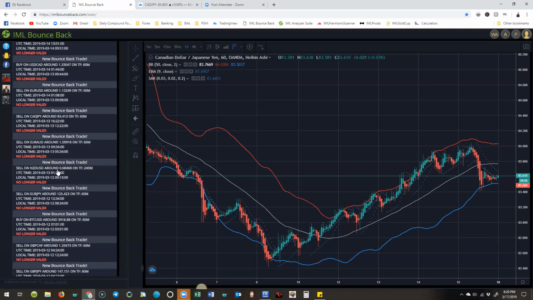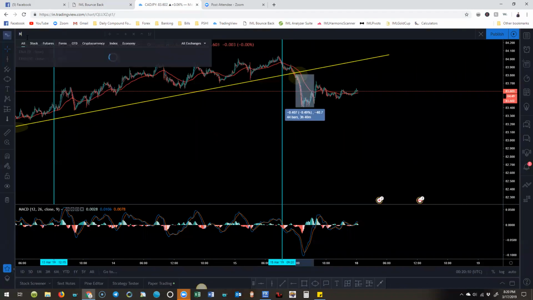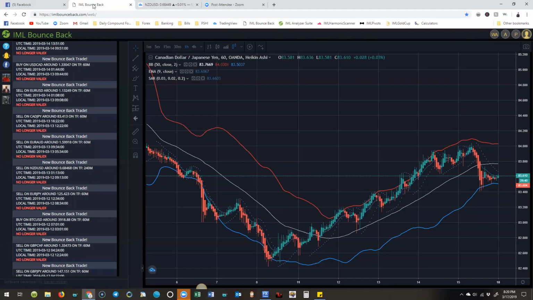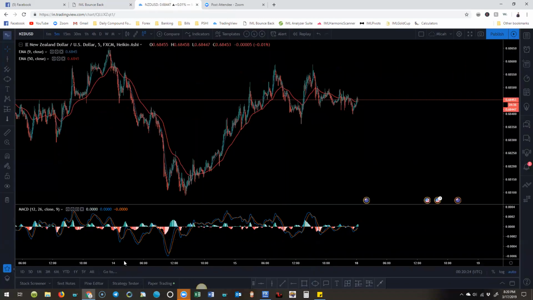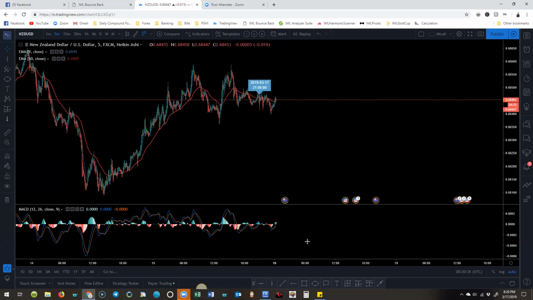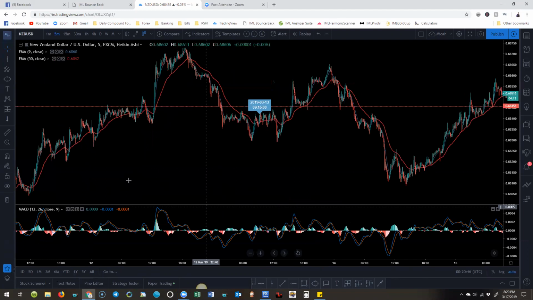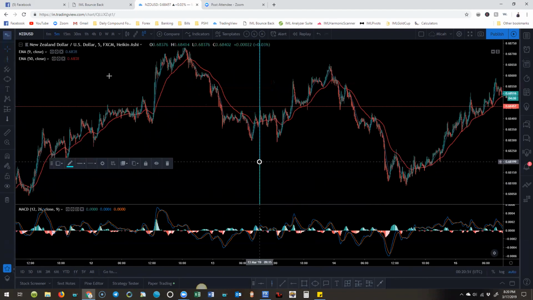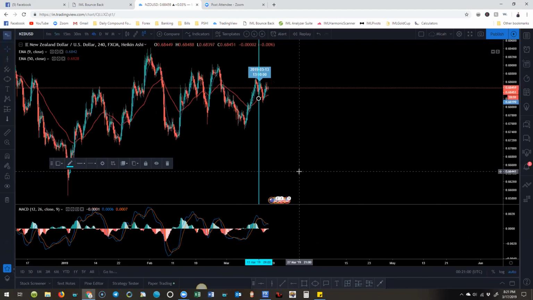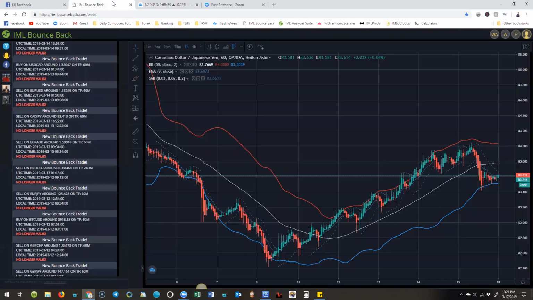240, NZD USD. And it was on the 12th, 9/13. No, that can't be right. On the 13th. There you go. Okay. All right, one moment. On the 12th.